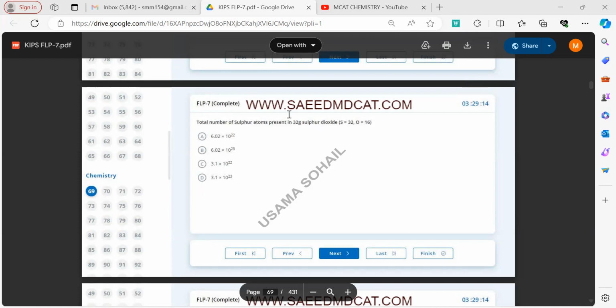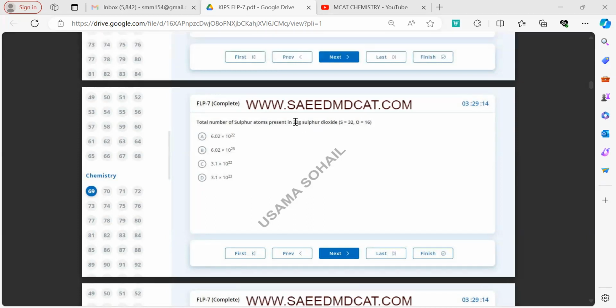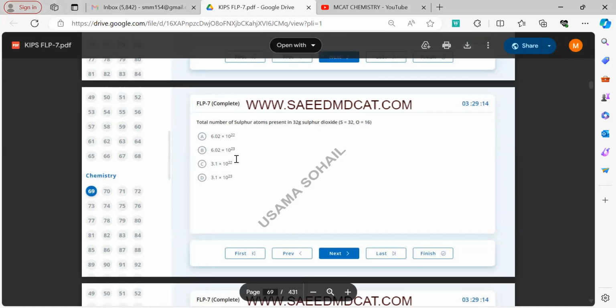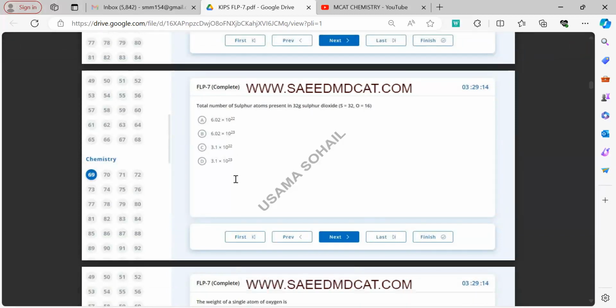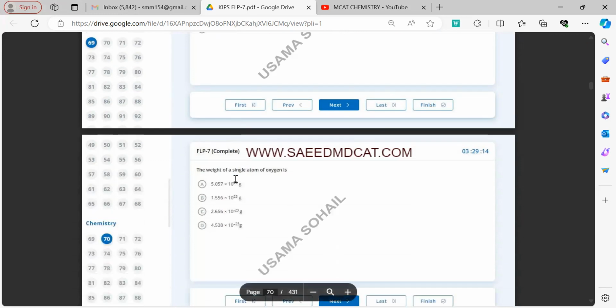Now in this question they've asked us the total number of sulfur atoms, which we will be able to calculate by calculating the moles of sulfur atoms. We will divide 32 by the combined MR of sulfur and oxygen, SO2, which is about 64. So it gives us the answer of 0.5. We'll multiply it with the number of atoms, which is 6 times 10 power 23, to give us the result. D is the answer.